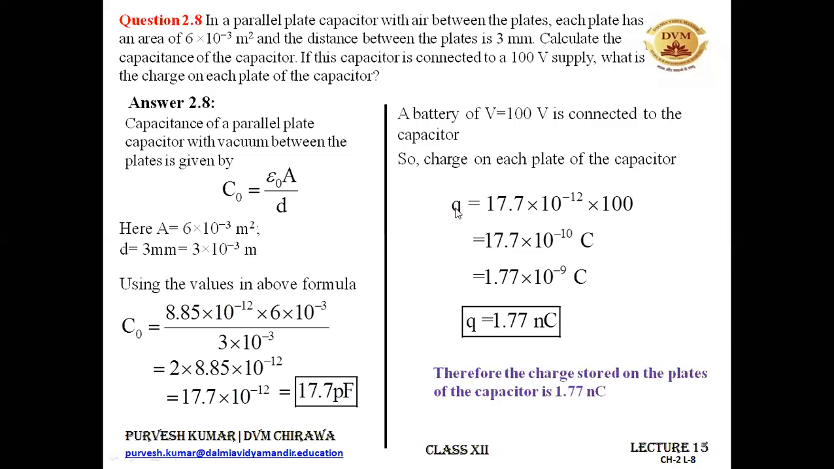I hope this is clear. We have used this formula, Q is equal to CV. All right. So in place of C, I have written 17.7 picofarad, and in place of V, I have written the battery voltage, that is 100 volt. So you will be left with this after solving it. Q is equal to 1.77 into 10 to the power minus 9 coulomb.